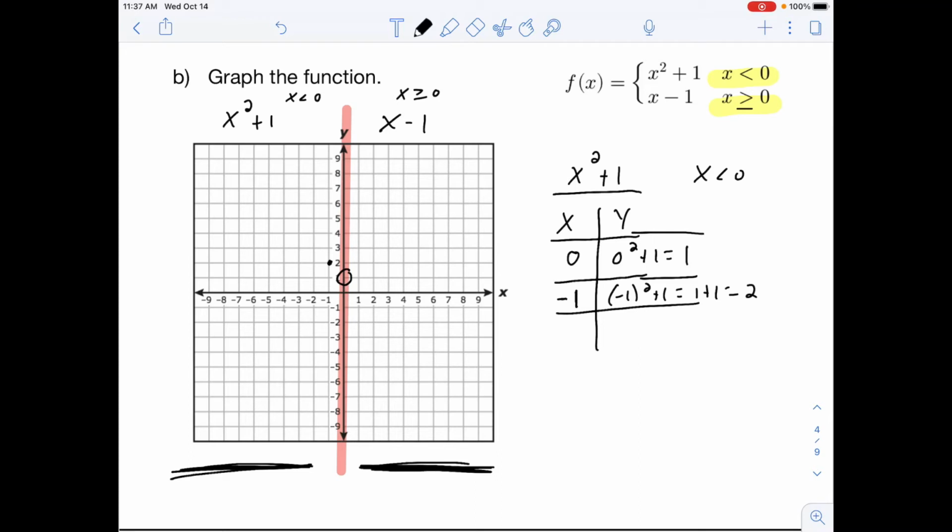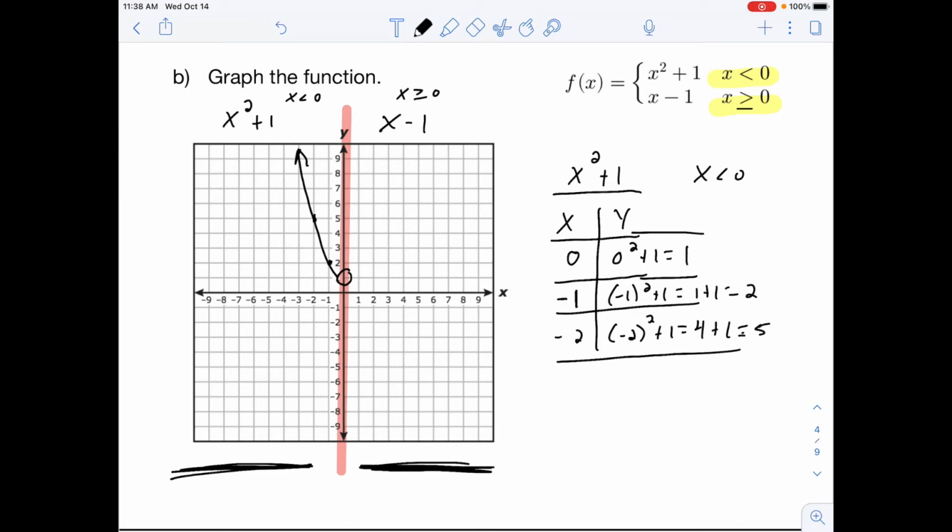Let's get another one. So plug in -2. So this would be negative 2 squared plus 1, which is 4 plus 1, which is 5. So that would be negative 2 and 5, my point right here. Now that's enough. I know this is a quadratic, so it's going to have a curve on it. So I'm just going to go ahead and graph this part just like that and put my arrow.